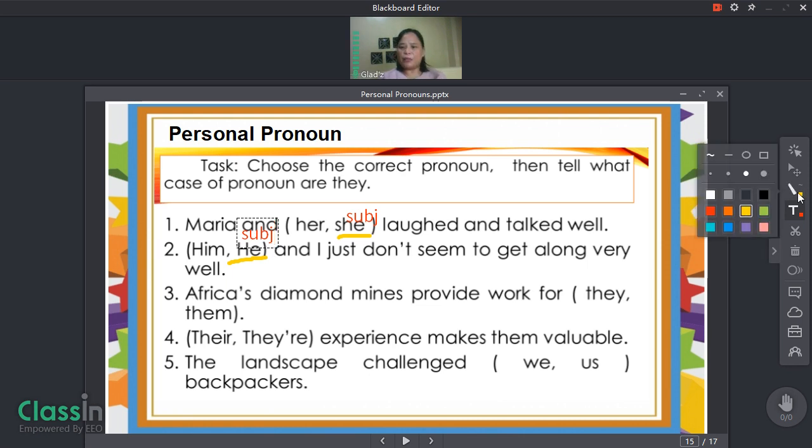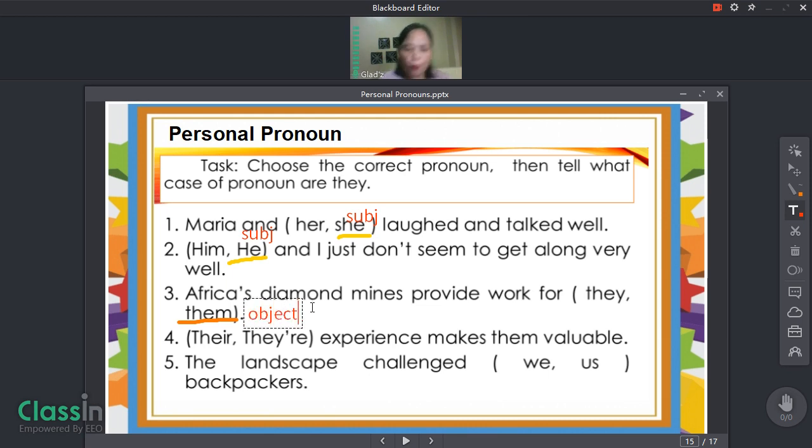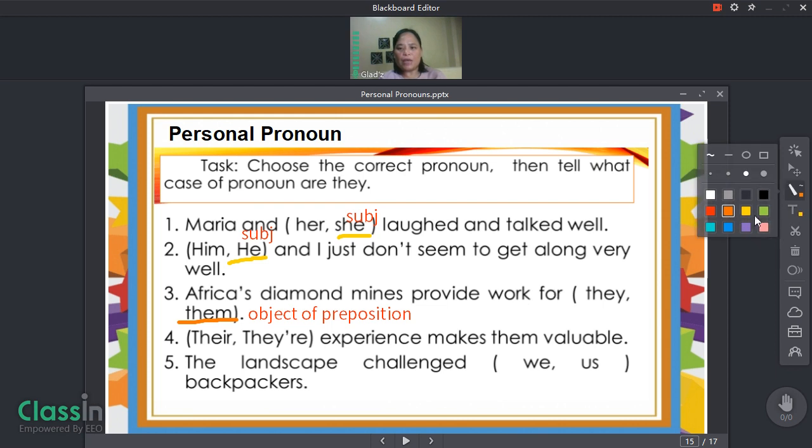Okay, how about for number three? Africa's diamond mines provide work for they or for them. What is the correct answer? So the correct answer is them. And what case of pronoun is them? So it is used as object. And then object of what? It is used as object of preposition. Why? Because we have here the preposition for. That's why it becomes an object of preposition.